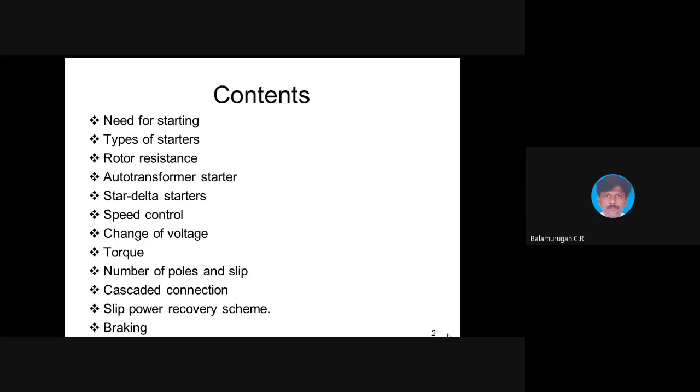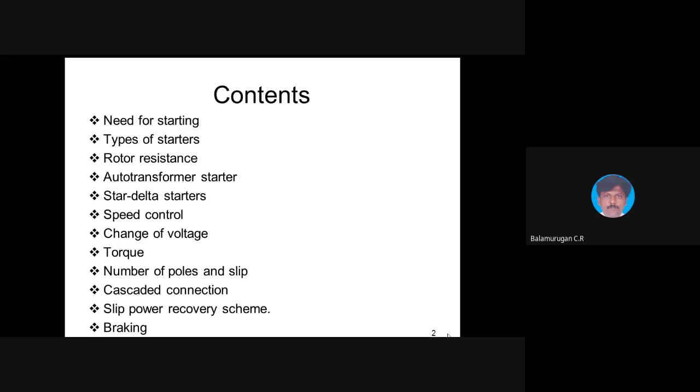So we'll solve the problem in the next class. We'll complete the theory part. So we'll have the last topic, starting methods of induction motor. So we will start the class. It's around 9:34.